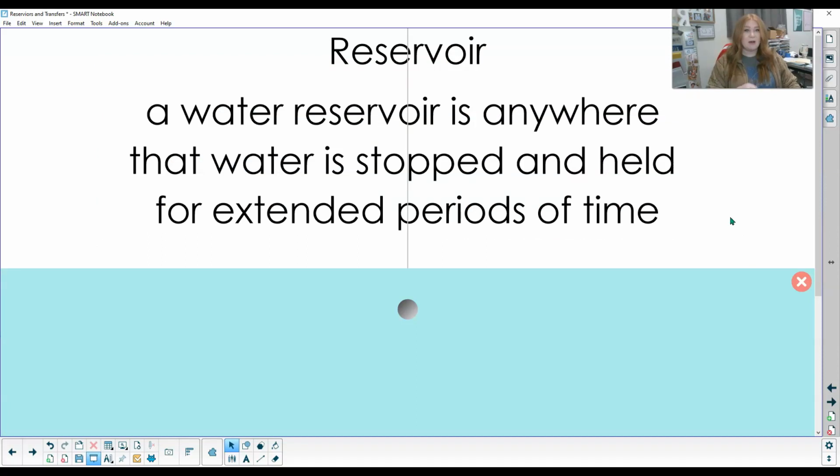So the reservoir is the opposite of that. A reservoir is where the water is being held. A water reservoir is anywhere that water is stopped and it's being held for extended periods of time. Now we know molecules are always moving. That's not what it means by stopped. What that means is it's just being held in that location.